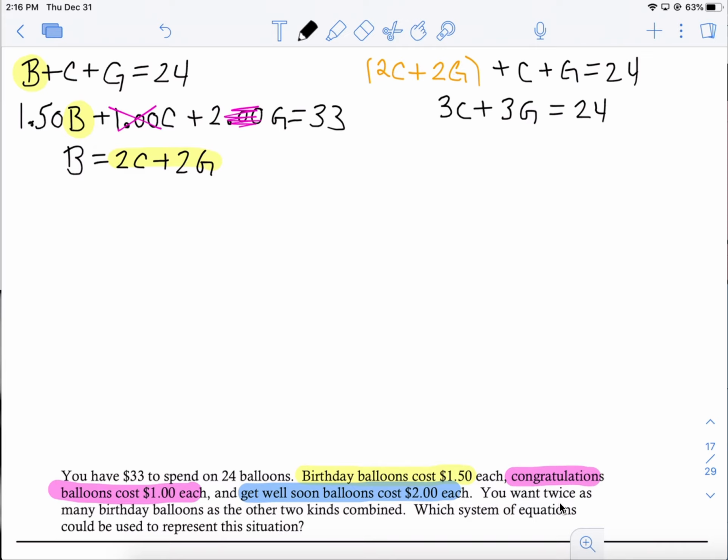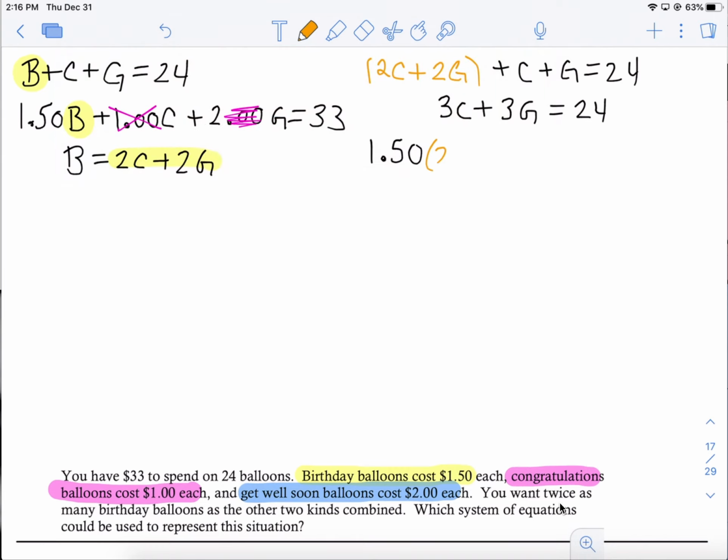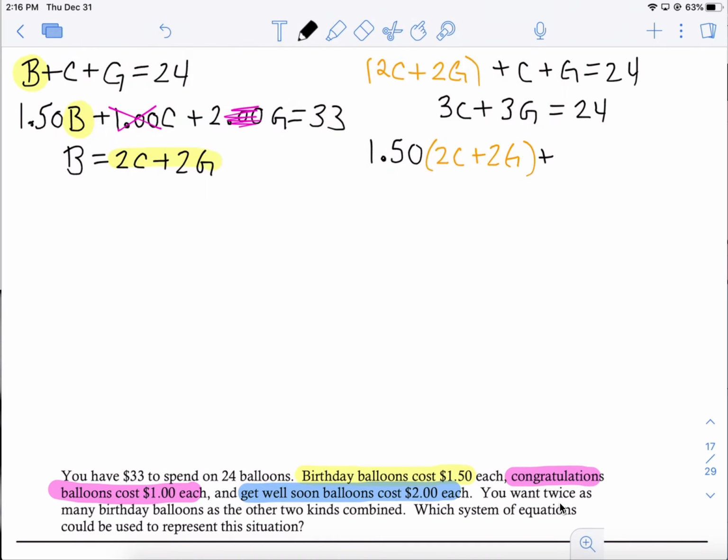All right, let's look at the next equation. If I start with that 150, but I'm going to plug in for the B. So now I plug in my 2C plus 2G and bring out the rest. I'm not going to say 1.00. I'm just going to say C. And I'm not going to say 2.00. I'm just going to say 2G. That gives me my 33.